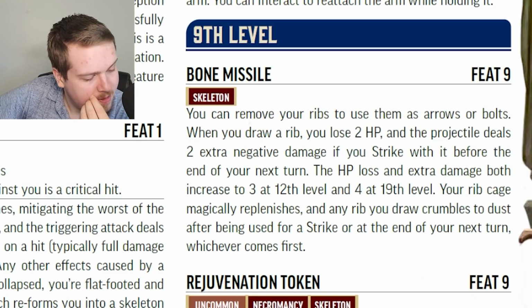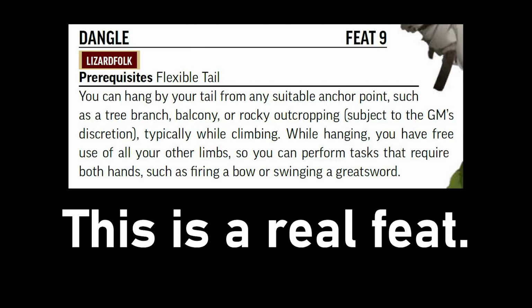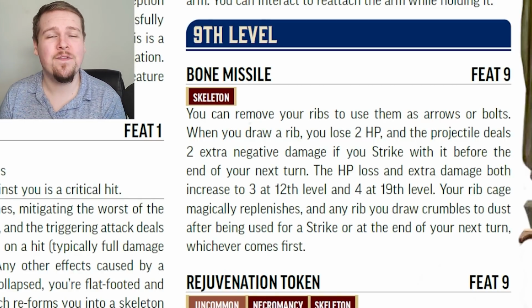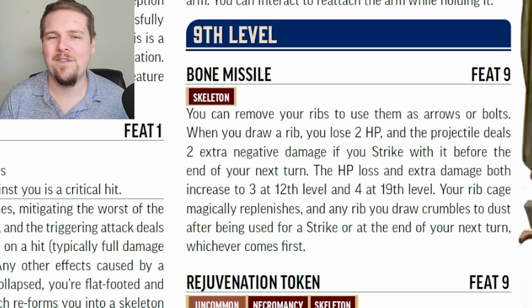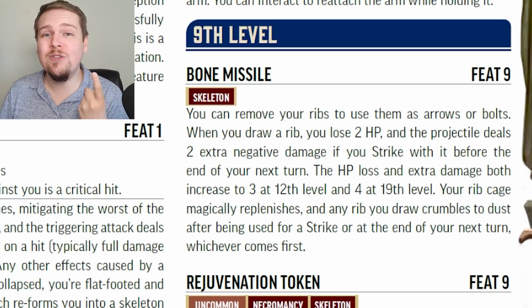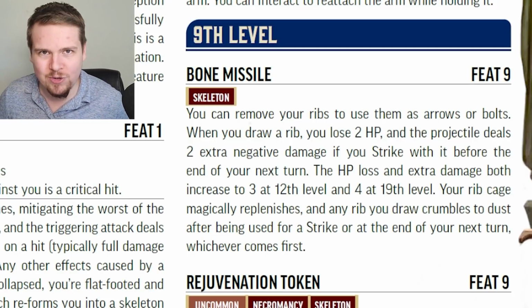It's terrifying. You really gonna name a feat Bone Missile? I thought we were past this with bone magic. Bone Missile! You can use your own bones as ammunition for a bow or crossbow, not for a firearm. If you do this, you snap a bone off and you take 2 damage. Specifically, you lose 2 hit points.